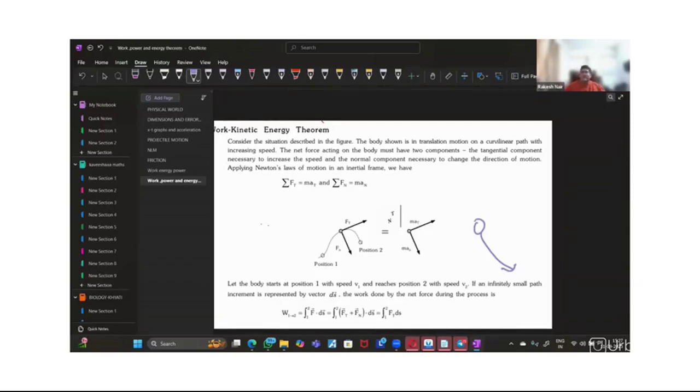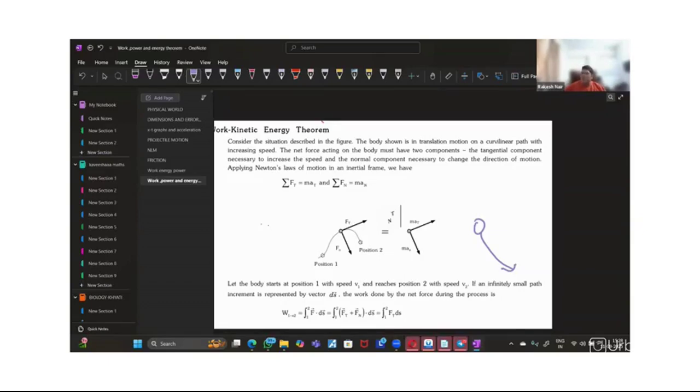Now the net force acting on the body must have two components. One is the tangential component, which is necessary to increase the speed, and the other is the normal component, which is necessary to change the direction of the motion, because the normal component is causing the change in direction.